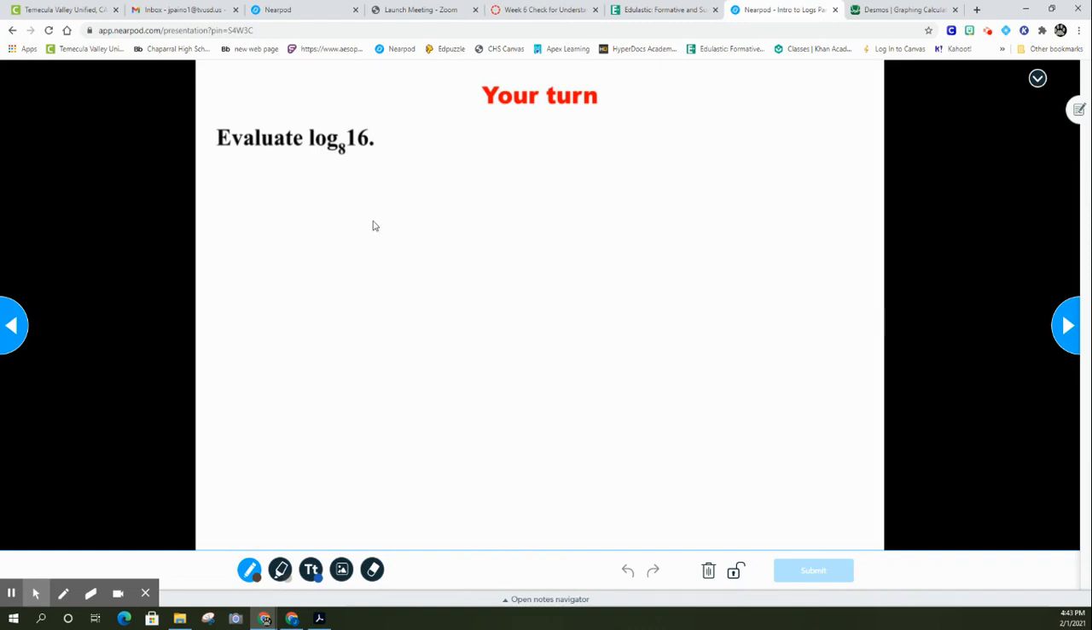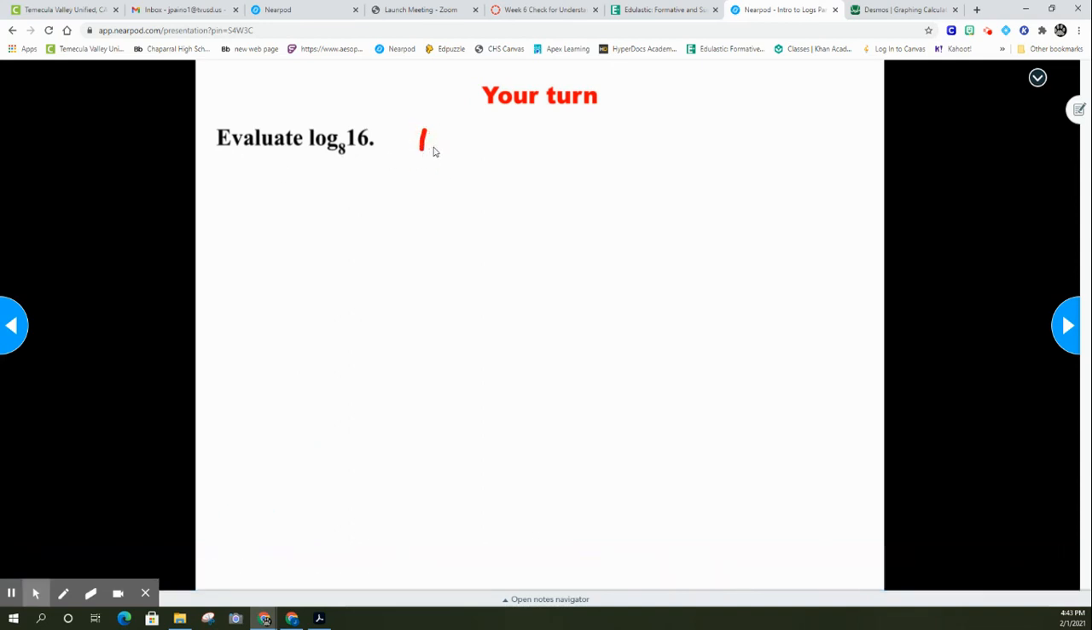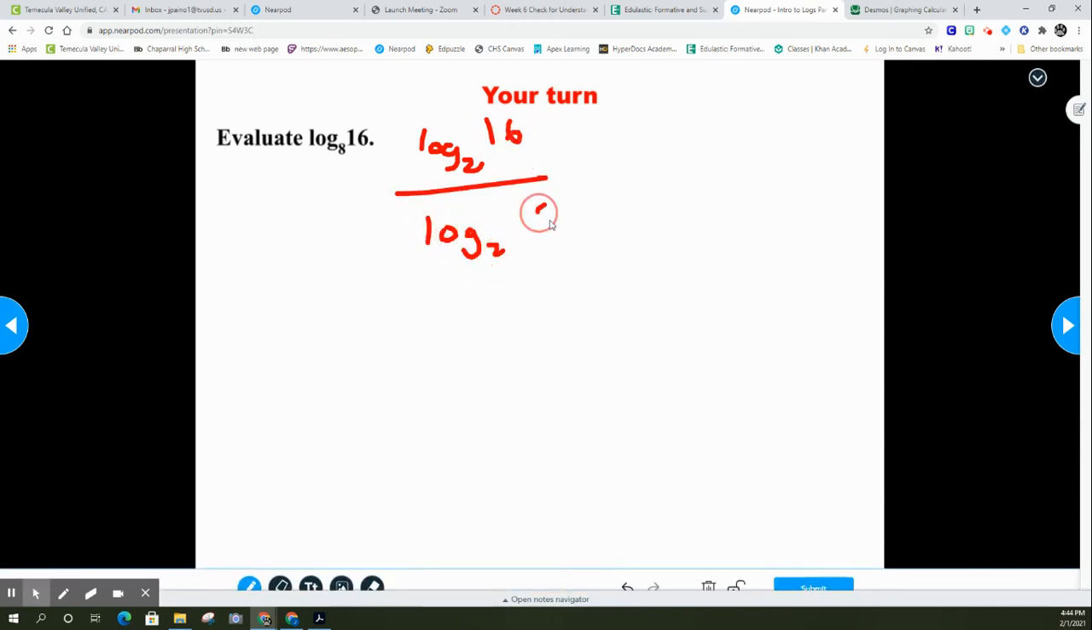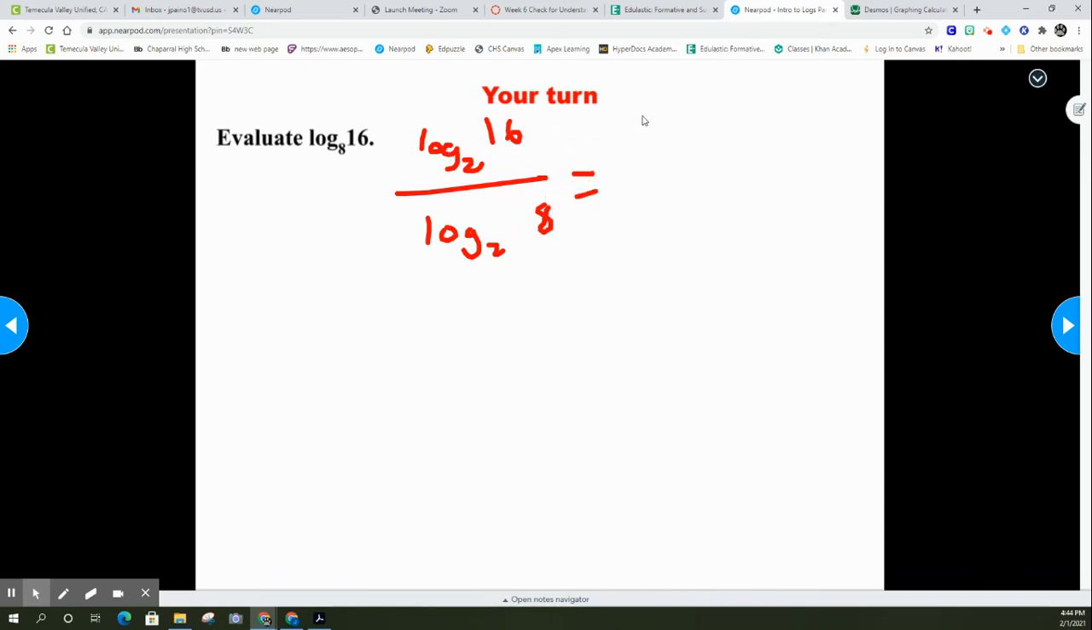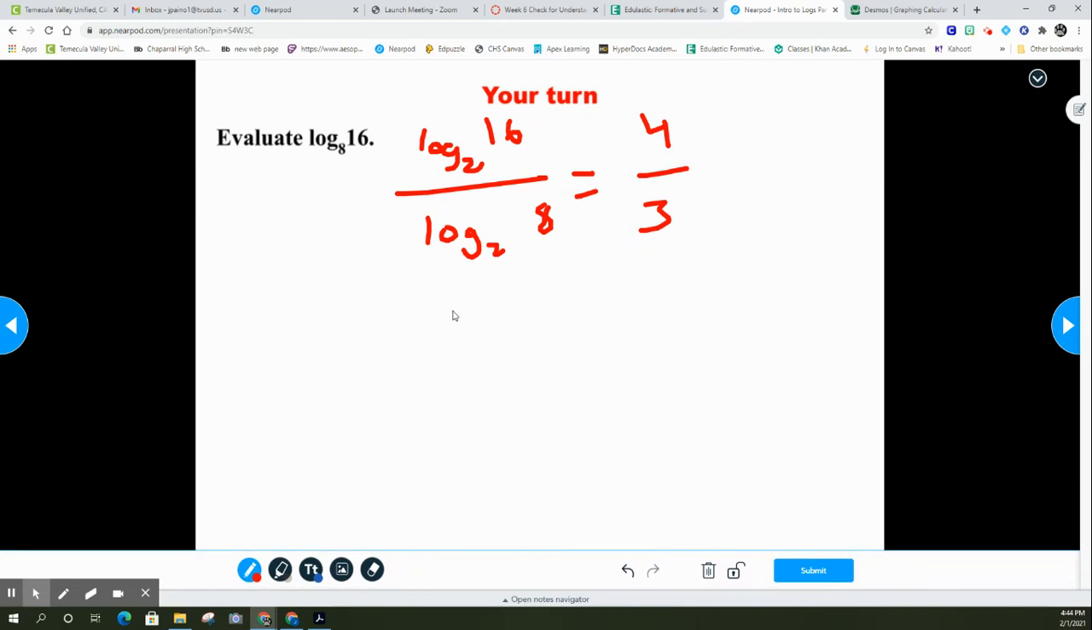Try this one now. Again, I'll just show one way for this one. The easiest way for me is without a calculator, although for you it might be with the calculator. Log base 2 here. Log base 2 of 16 divided by log base 2 of 8. It's going to get me 4 over 3. So that's my answer, 4/3.